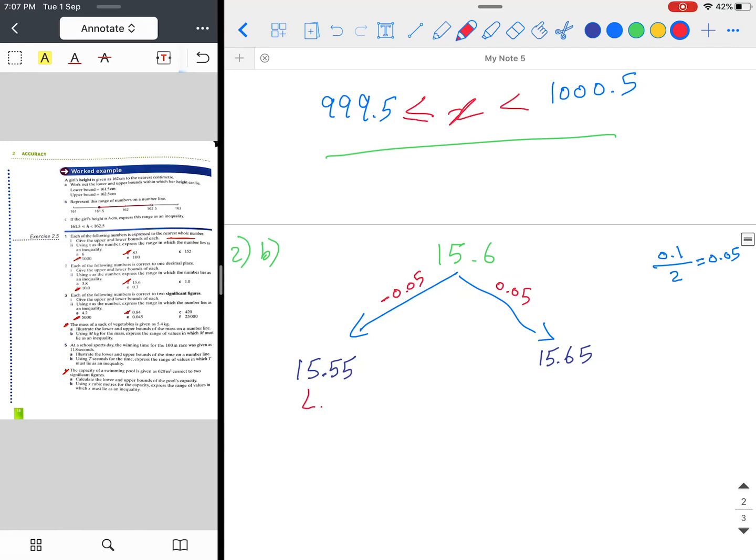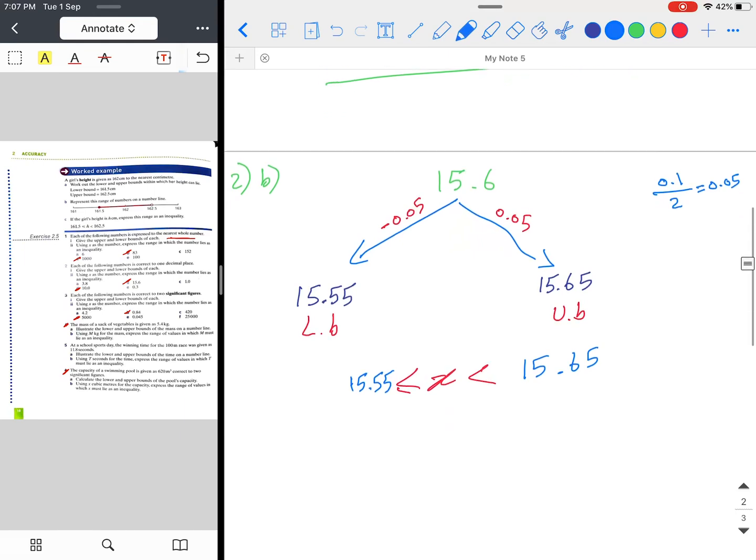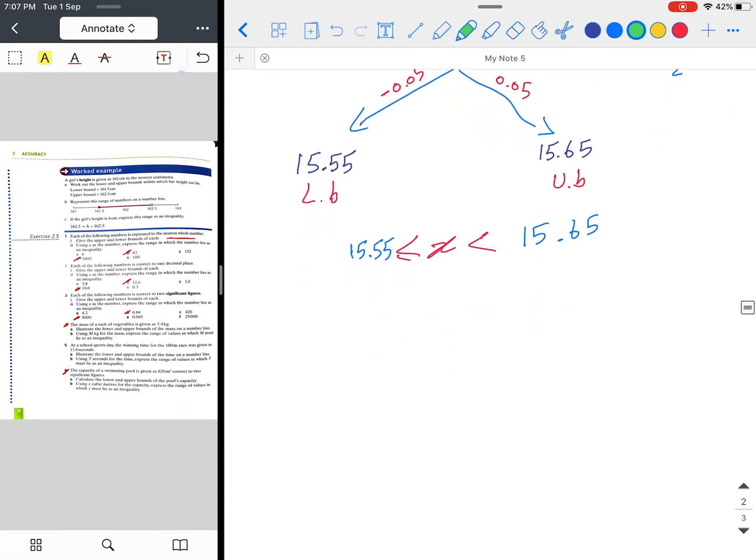Mention that this is the lower bound and this is the upper bound, and also use letter x to write it as an inequality. So x is greater than or equal to 15.55 and smaller than 15.65. Okay, simple.